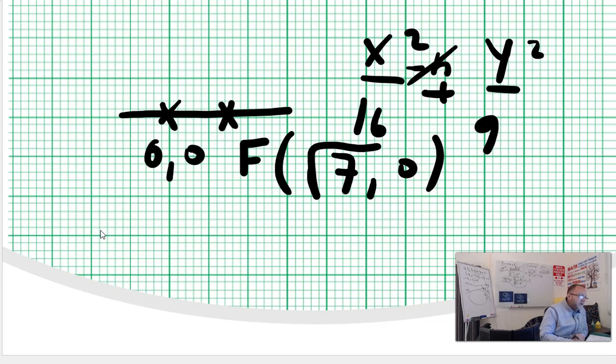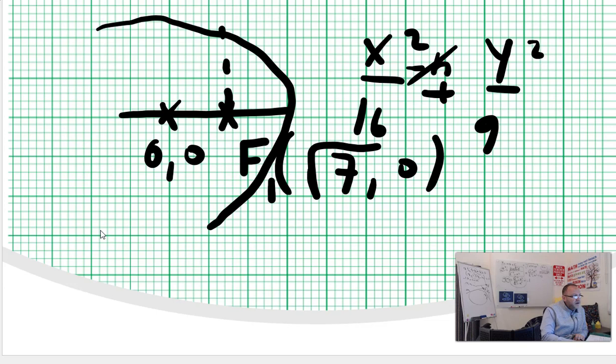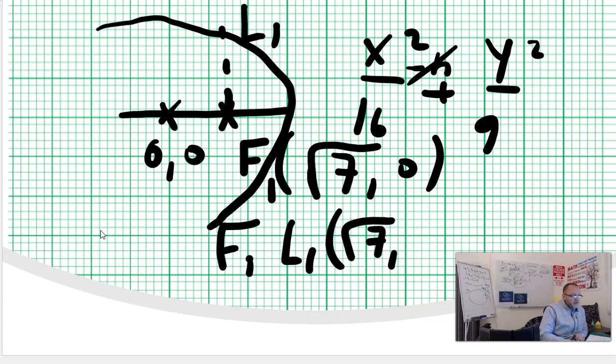That's it. Okay, so where is your, let's say, latus rectum? Remember, this is f. Let's call this f1. This is f1, l1, your latus rectum. Where is l1 at? L1 is at the same x, square root of 7. And remember, when we plug it in the equation of the ellipse, f1 l1 squared, we get b to the power 4 divided by a squared. So if I take the square root of that, I get b squared divided by a. So 9 divided by 4.